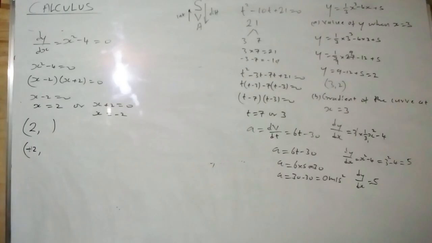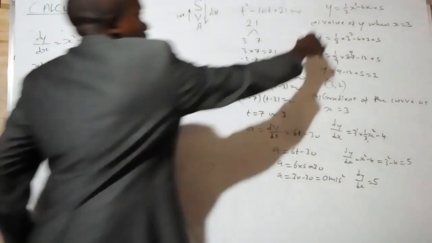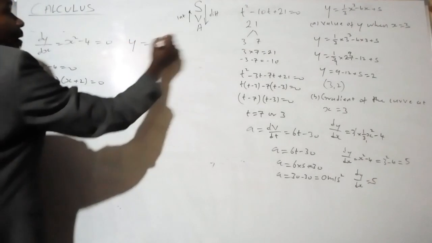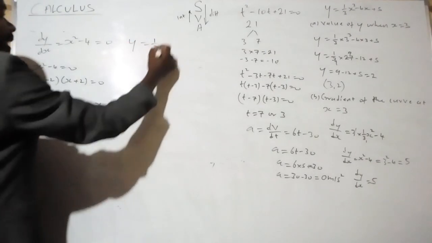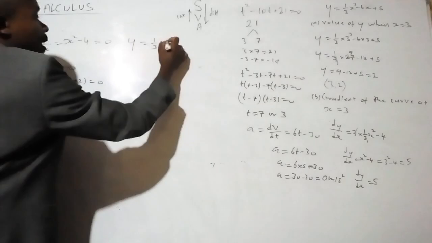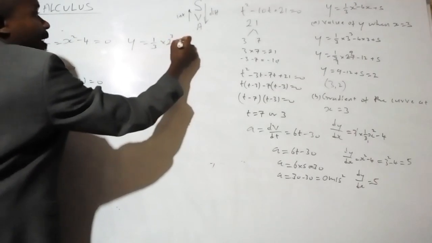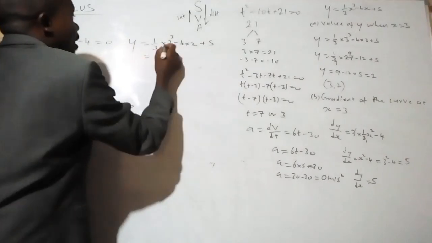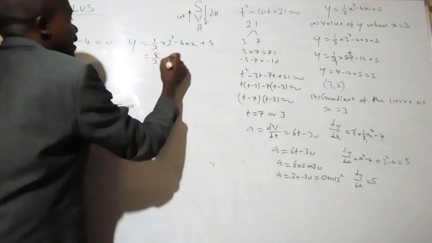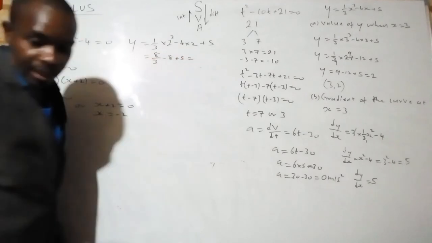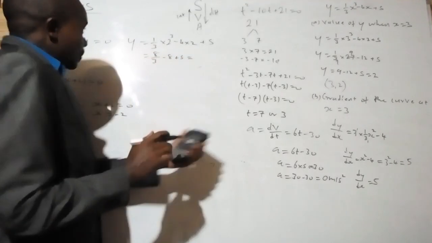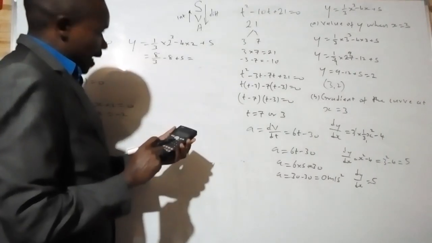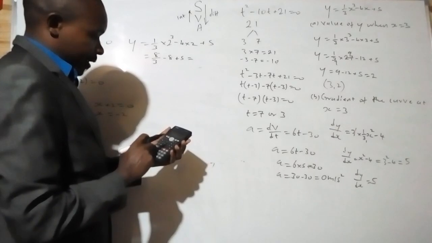You come to the initial equation of y and substitute: y is equal to a third times 2 cubed minus 4 times 2 plus 5. 2 cubed is 8, so 8 over 3 minus 8 plus 5. You can use a calculator to avoid wasting time. That gives negative a third.